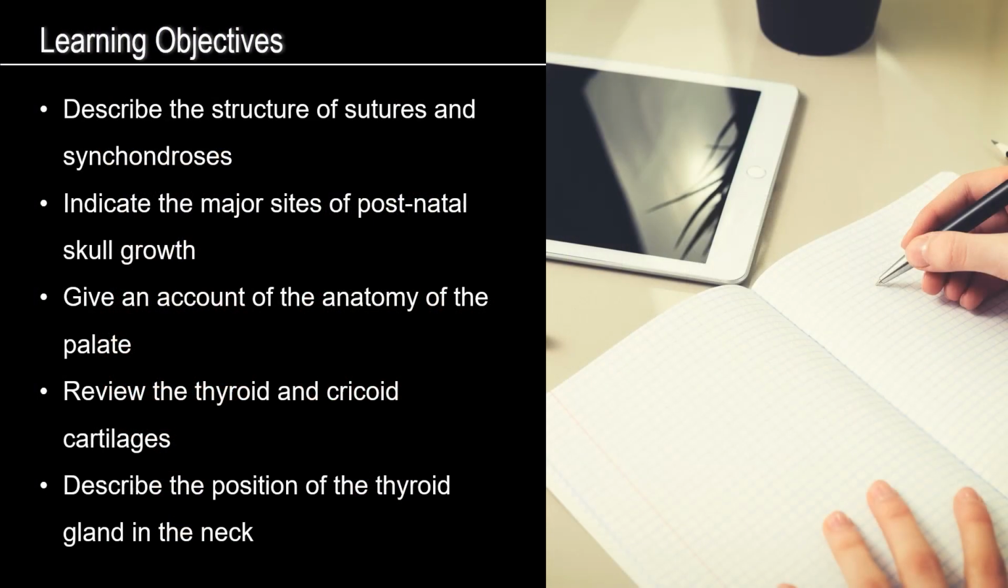And that brings us to the end of this video. You should now feel confident in applying any additional self-directed learning to the topics we have covered today to reach the learning objectives as part of your module. You should now be able to describe the structure of the sutures and the synchondroses, indicate the major sites of postnatal skull growth, give an account of the anatomy of the palate, review the thyroid and cricoid cartilages, and describe the position of the thyroid gland within the neck.